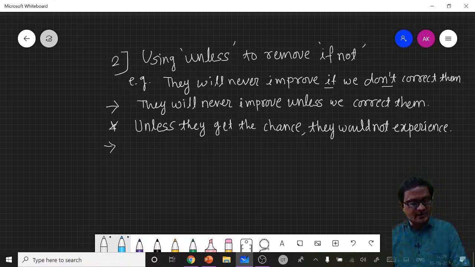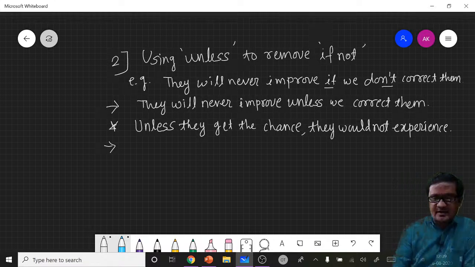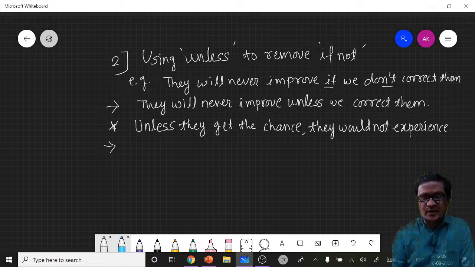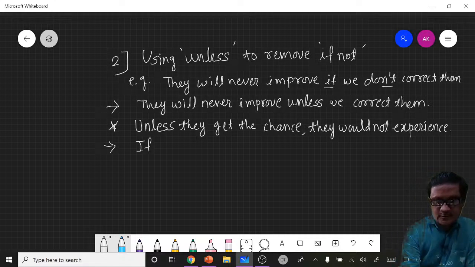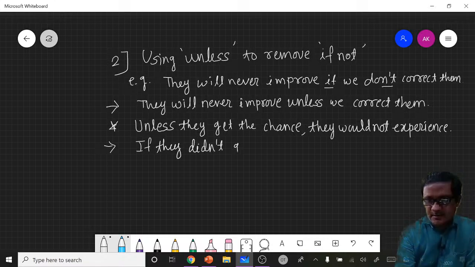So unless they get the chance, they would not experience. So here it is an affirmative sentence. What should I do? I have to use if not. It means if they didn't get the chance.